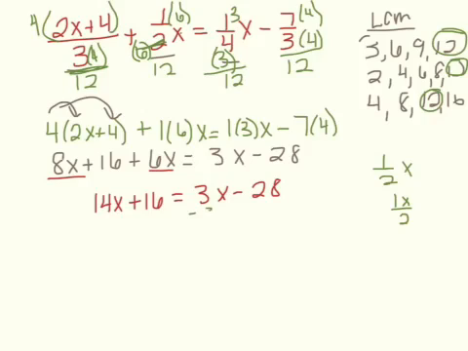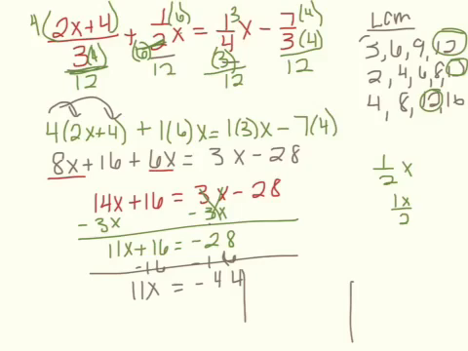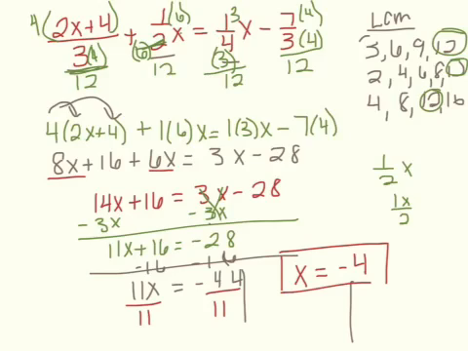Let's get all the x's on one side, so I'm going to subtract the 3x from the right. So I have 11x plus 16 equals negative 28. Let's move the 16. When I do that, I get negative 44. Last step is divide by 11. Therefore, my x equals negative 4. And there's my final answer.